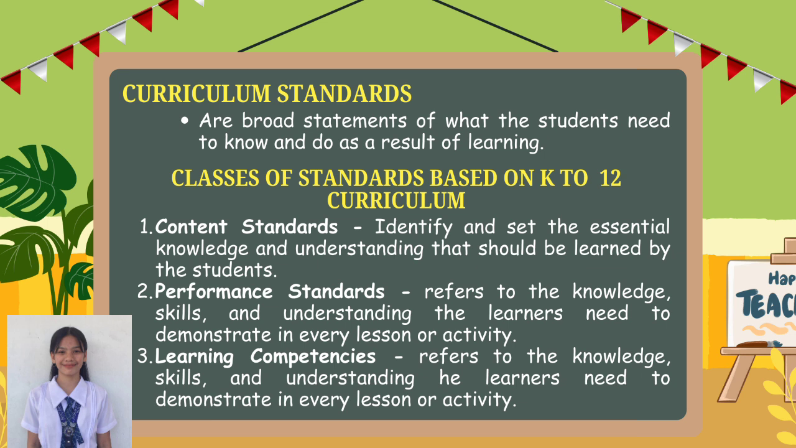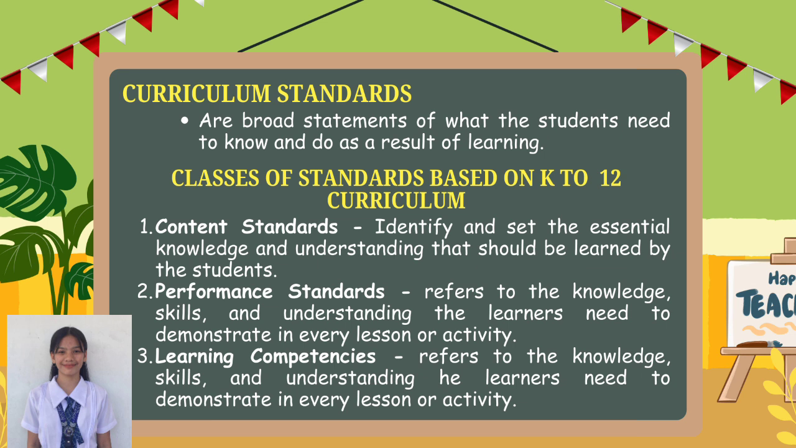For example, in Science Grade 6, a content standard might be: the learners demonstrate understanding of how different organ systems work together to maintain homeostasis. So this tells teachers that students need to understand the body systems and how they function as a unit.